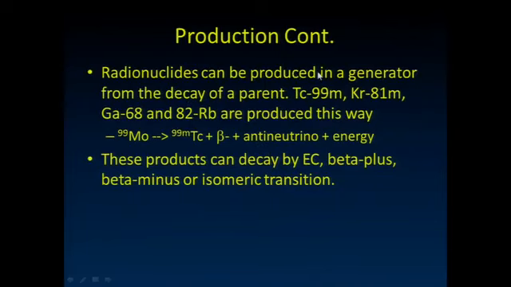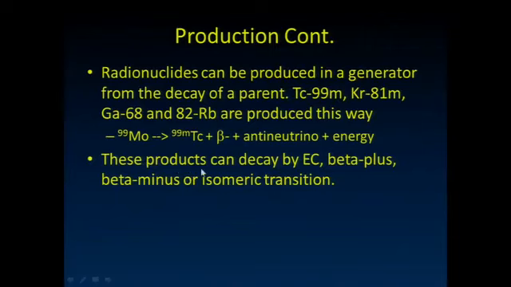Radionuclides can also be produced in a generator, and that's how we get most of our technetium-99m. We get molybdenum-99, and as it decays to this, those technetium-99m generators are a nice way to get that. And I'm going to talk about that in a little bit more detail when I talk about technetium.